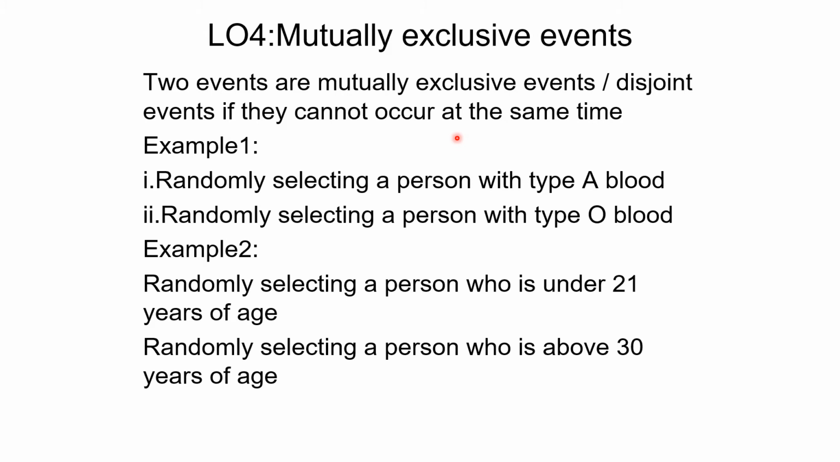The second example is when you want to randomly select a person under 21 years of age and also randomly select a person above 30. Obviously, in a crowd of 100 people, you cannot have even one person who is under 21 and also above 30 at the same time. So these two events are mutually exclusive events, right?